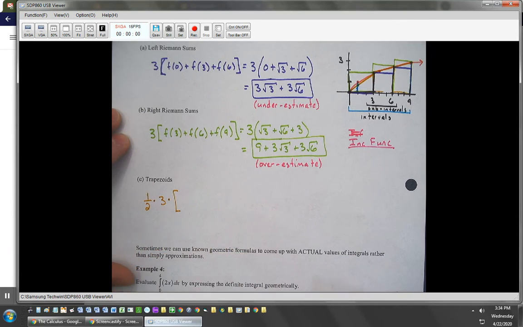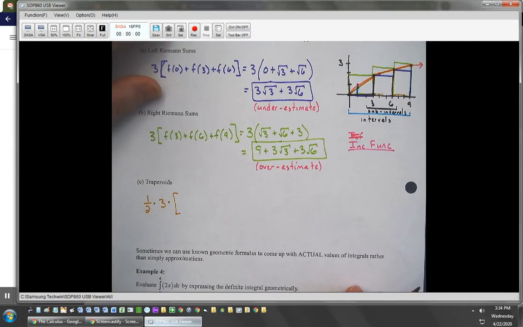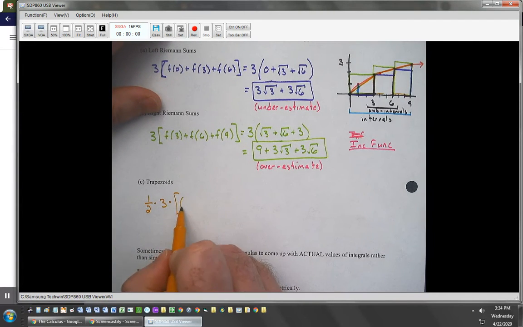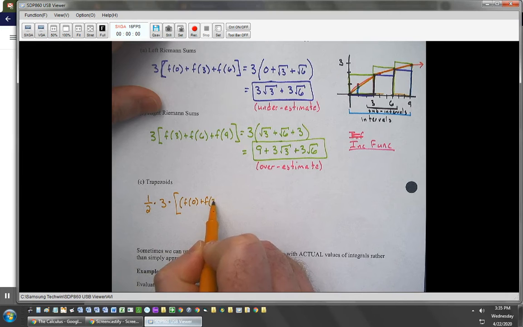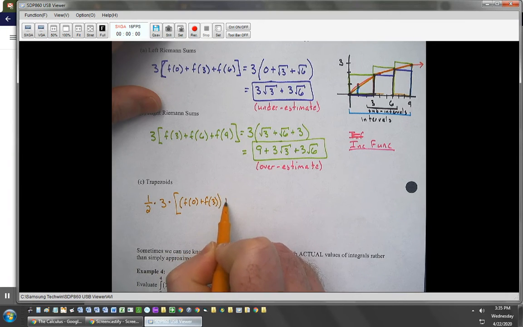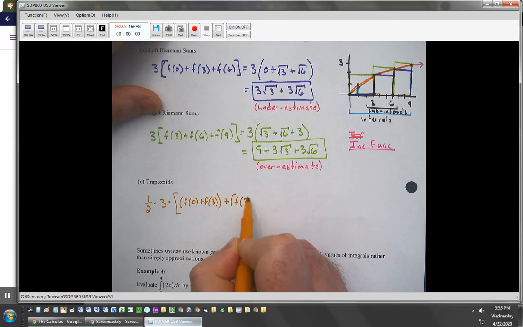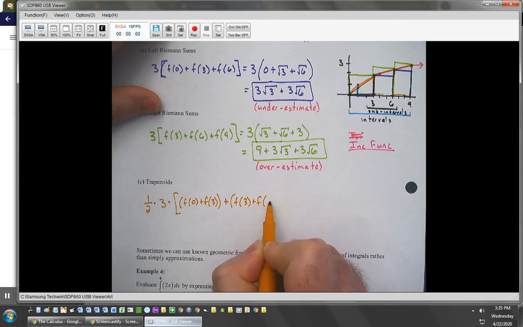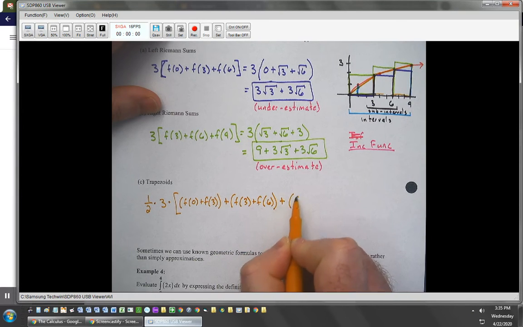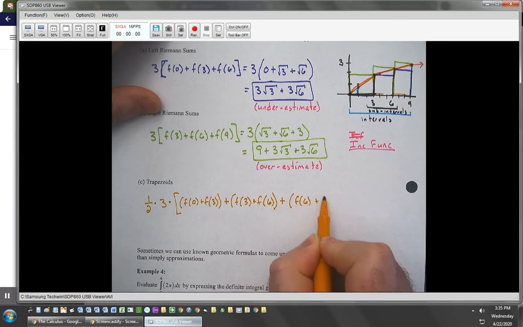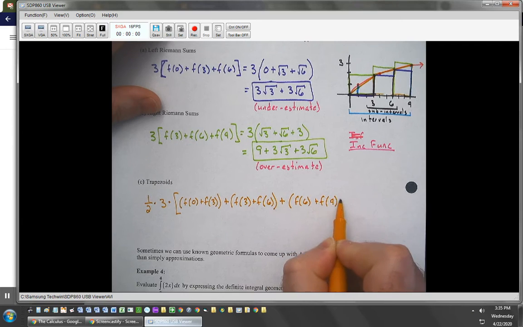Times, and then I've got to do the calculation of, so this would be f of 0 plus f of 3, plus f of 3 plus f of 6, plus f of 6 plus f of 9.